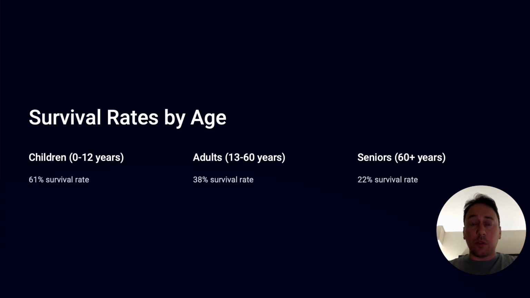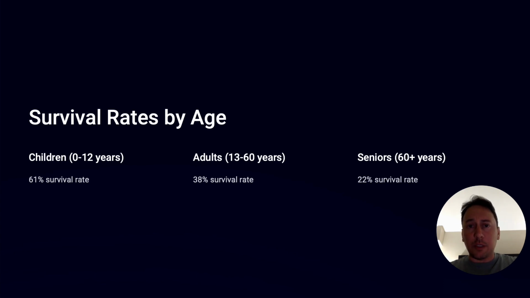Among the adults, 38% survived. The survival rate of adults was low compared to that of children. This age group is quite broad, with varying chances of survival depending on the individual age brackets involved. Adults generally received a lower priority compared to children and women.